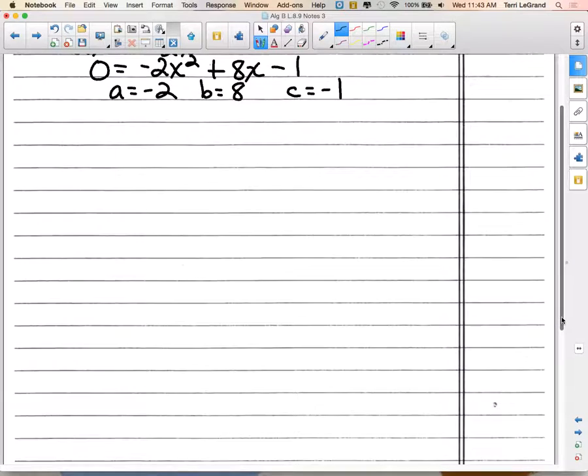Okay, go ahead. Get this plugged into the quadratic formula. And remember, the equal sign is there until we actually get to a step where we approximate. We never approximate and replace the equal sign before that.